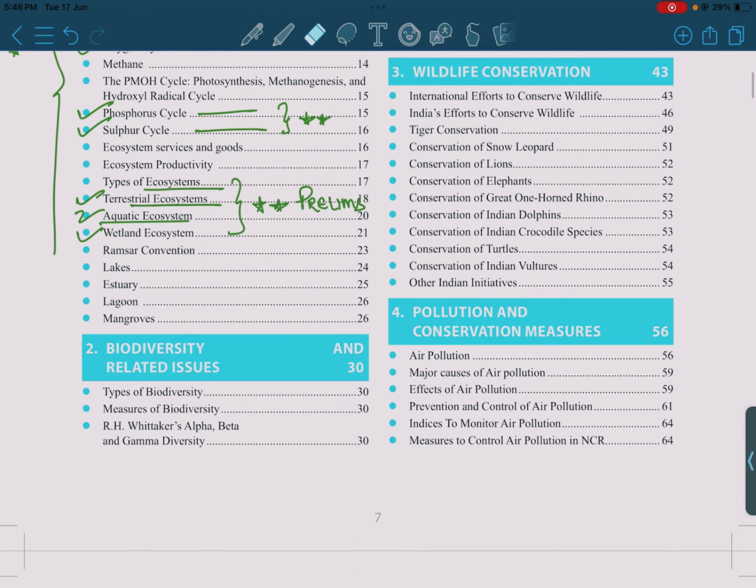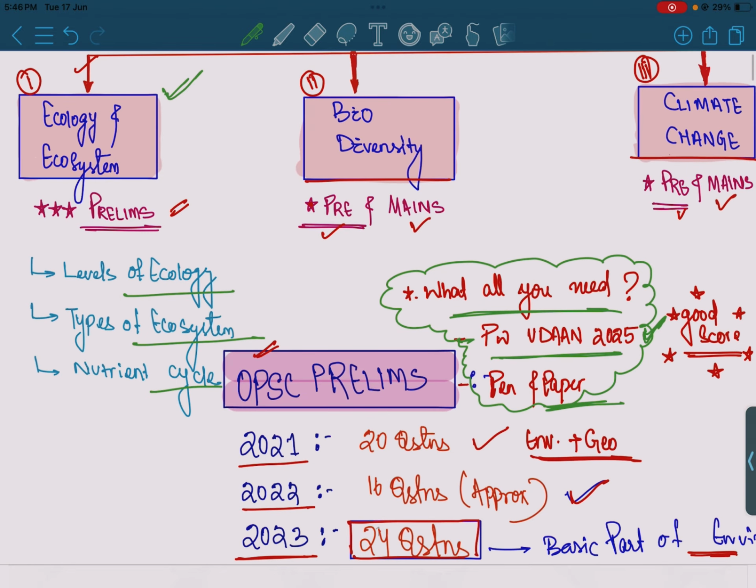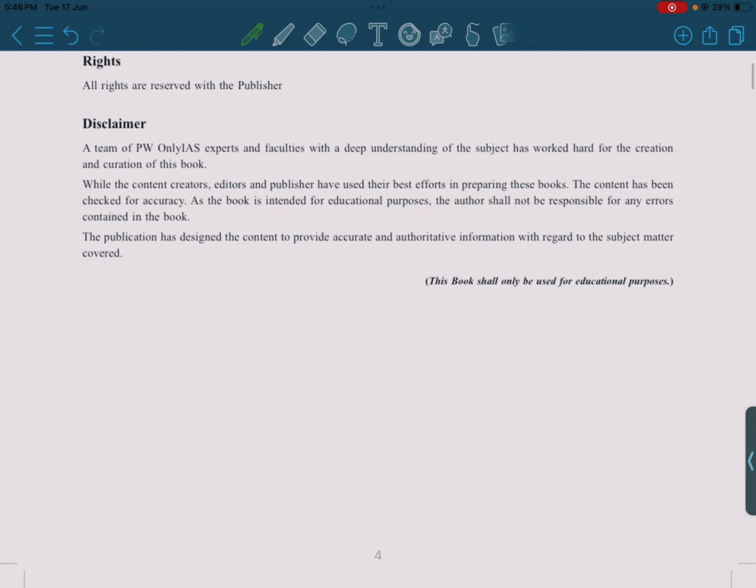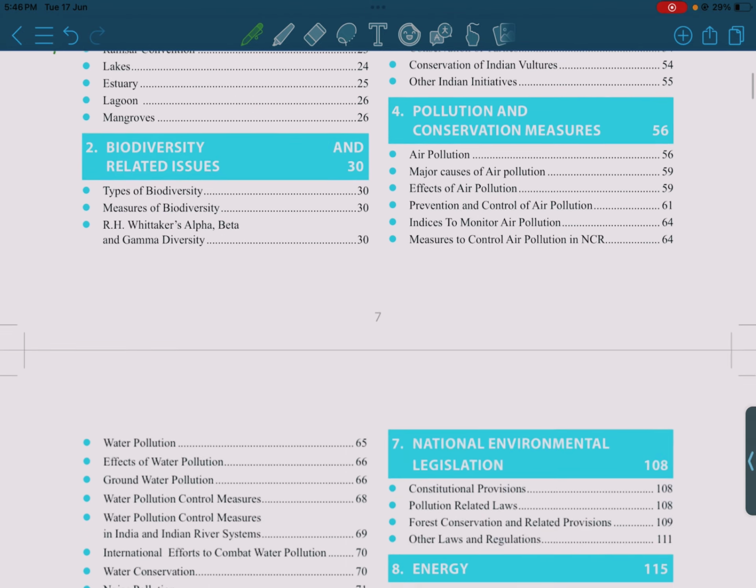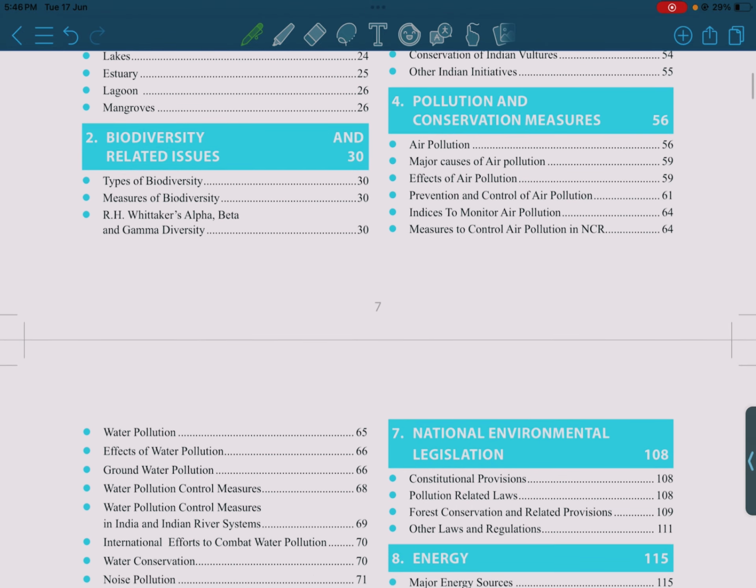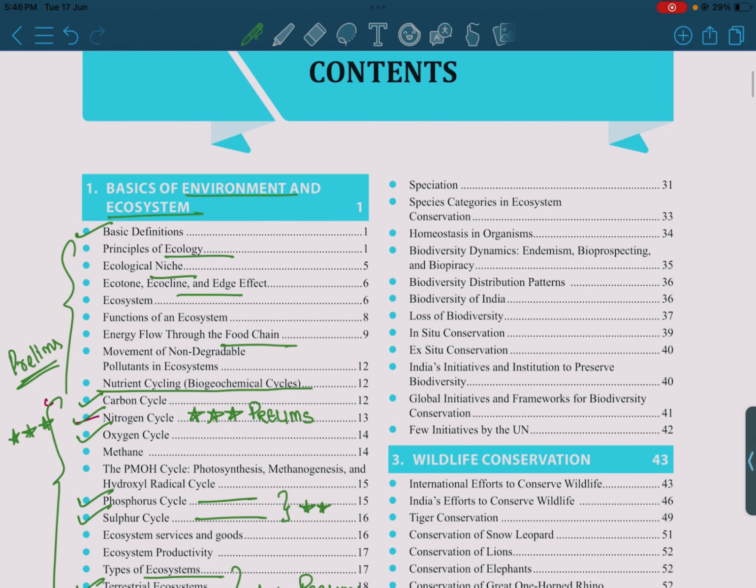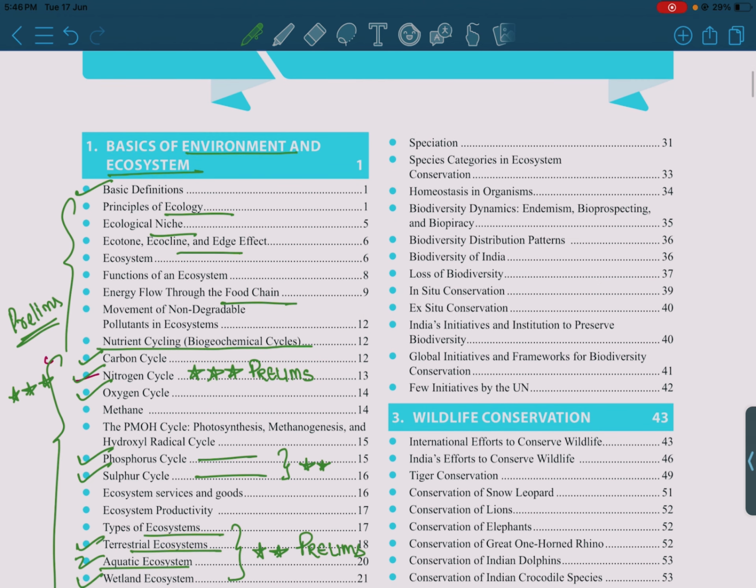Okay, biodiversity, the second topic we saw that we will be discussing, which is important from both prelims and mains perspective. Let's see types of biodiversity. Definitely good. Measures of biodiversity, alpha, beta, gamma diversity. Questions are being asked in the UPSC examination, so important. But these are very static things. Once you read it, once you get to know the things, you don't need to worry about it further.